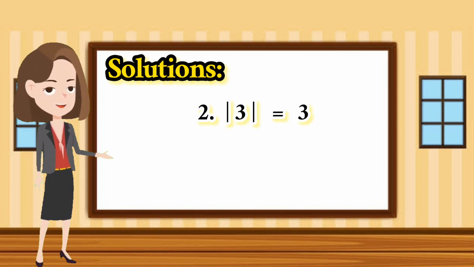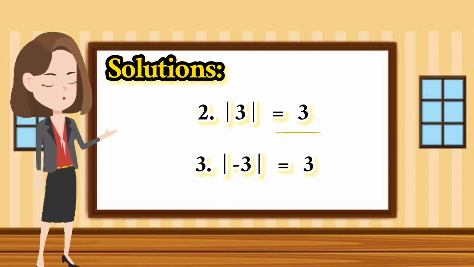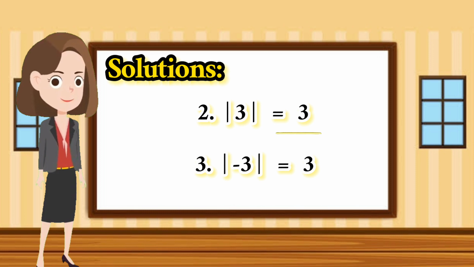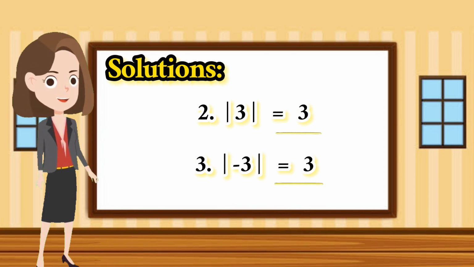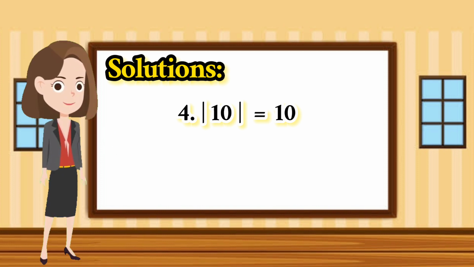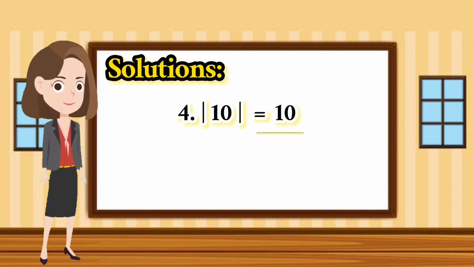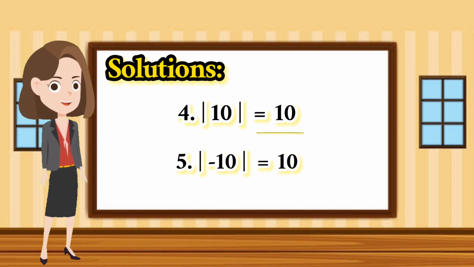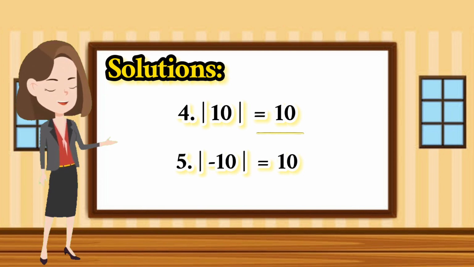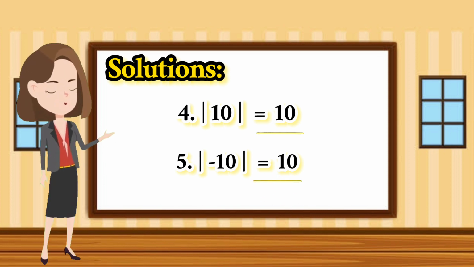Number 2. The absolute value of 3 is simply 3. Number 3, the absolute value of negative 3 is also 3. Number 4, the absolute value of 10 is just equal to 10. And number 5, our last number, the absolute value of negative 10 is also 10.